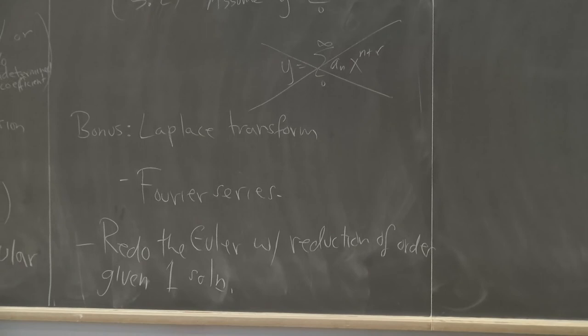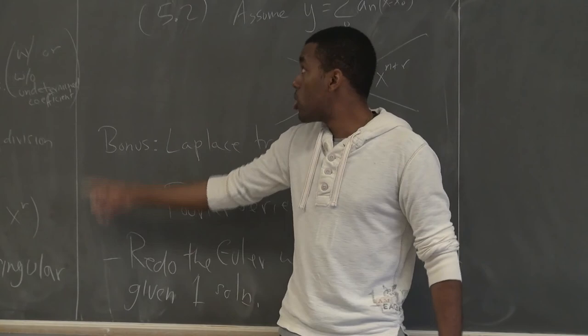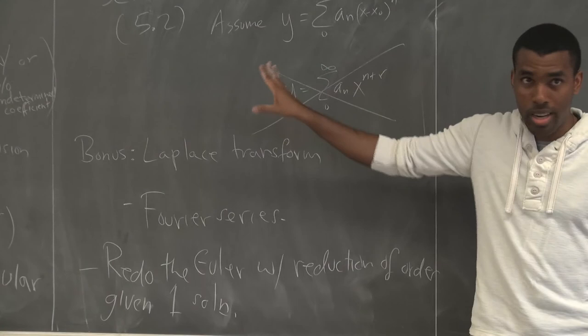We sort of did some of the singular point stuff in 5.5, if I recall. But none of this stuff from 5.5. So the part of 5.5 where we did this, forget it. No series solution from 5.5. But anything else we did in 5.5 is very good.